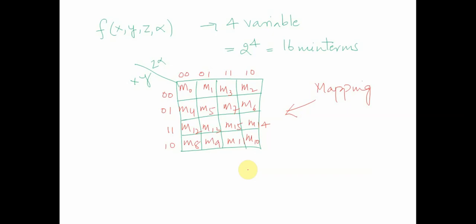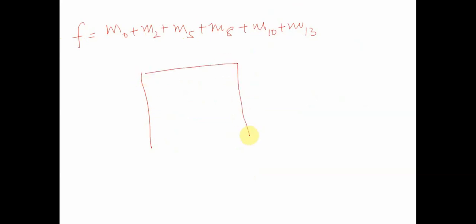Now let's assume we have a 4 variable expression and we want to simplify it, right? Let's assume we have a function f which is equal to m0 plus m2 plus m5 plus m8 plus m10 plus m13. It's a 4 variable one. How do we go about minimizing this? So basically the first step would be creating a K-map.